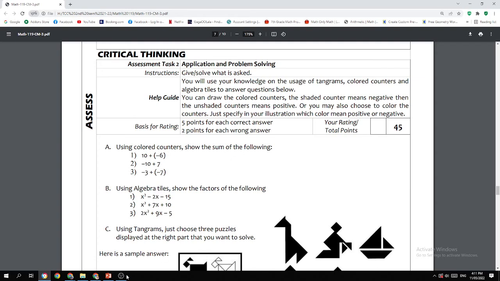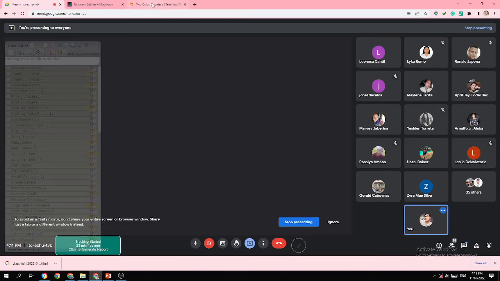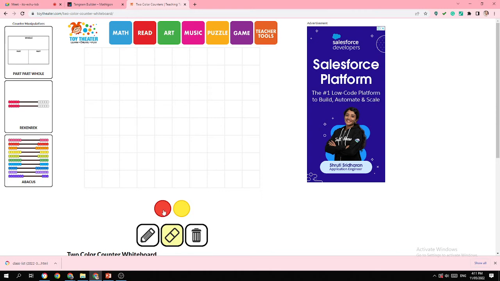Show the sum. Sir, I'm online, can I use virtual manipulatives? Yes, that is very good, this is virtual manipulatives. For example, illustrate positive 5 plus negative 3. Choose your answer, class. Negative 2. So that is very good.